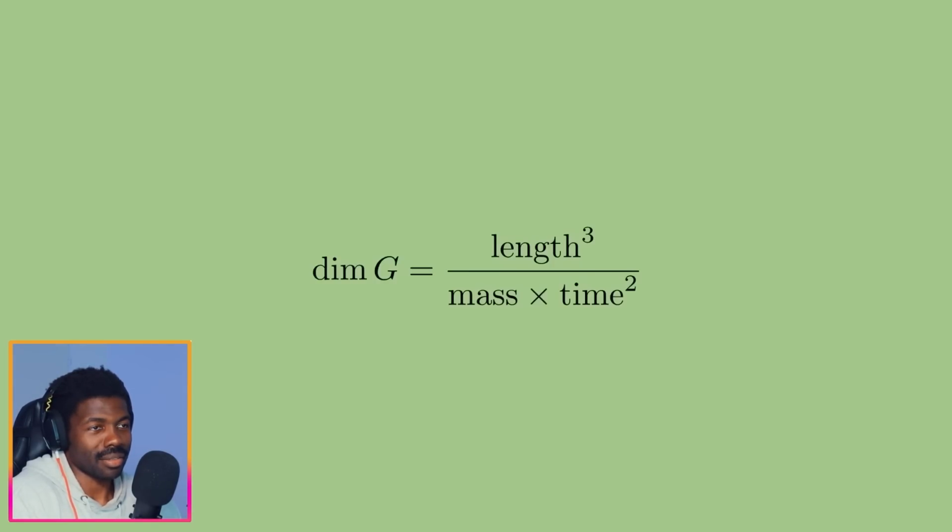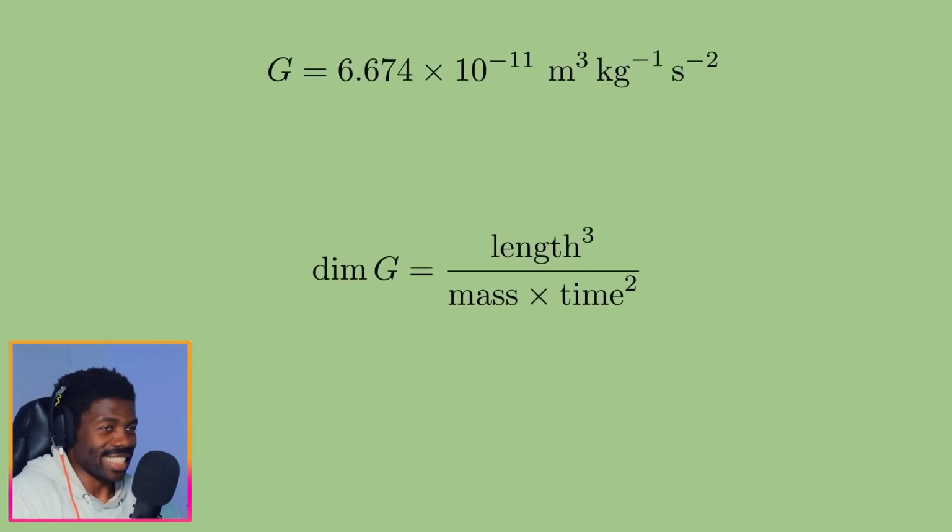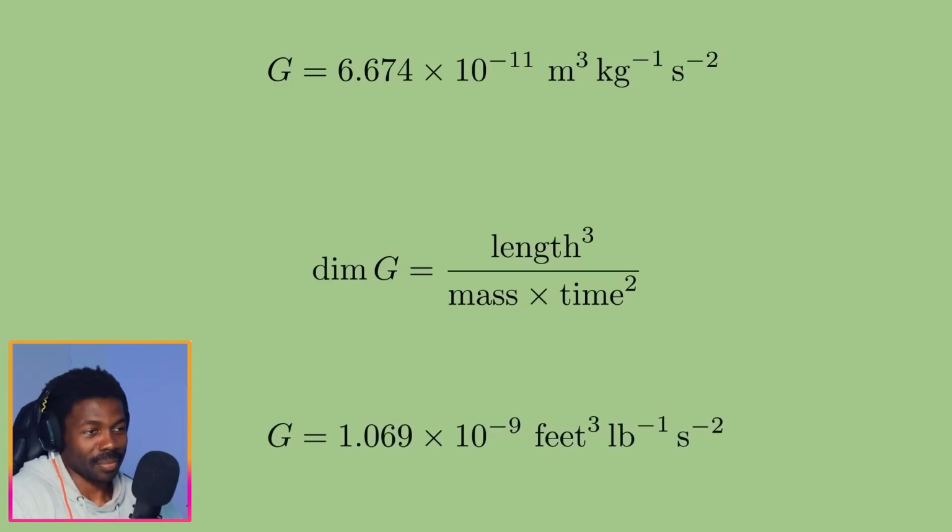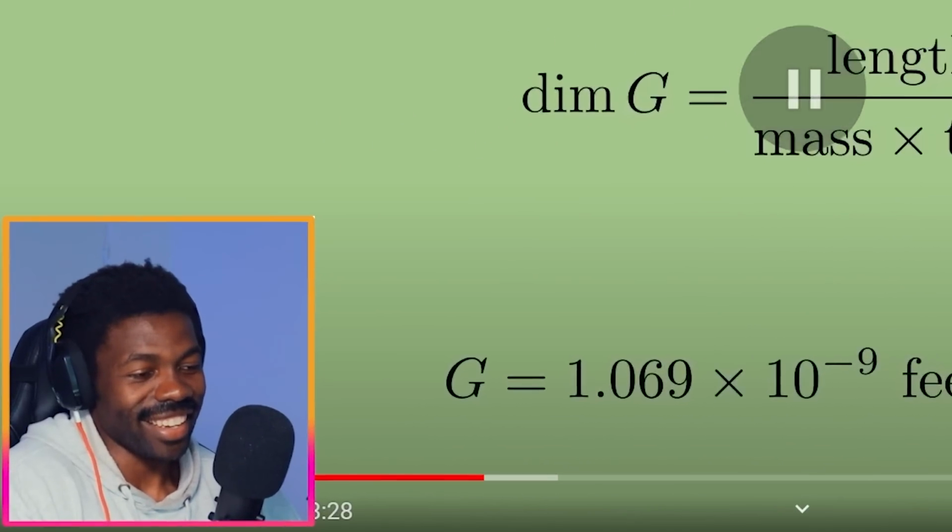And this isn't just a technicality. If we're working with different units, the gravitational constant will need to be converted into those units. For example, if we were measuring mass in pounds and length in feet, we wouldn't get 6.67 times 10 to the minus 11. Instead, we would get 1.07 times 10 to the minus 9.